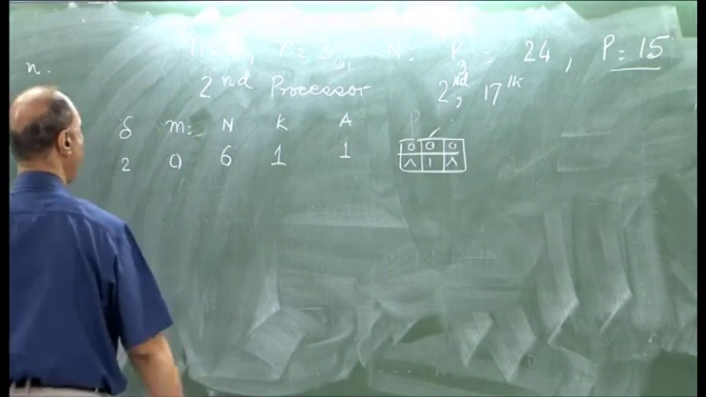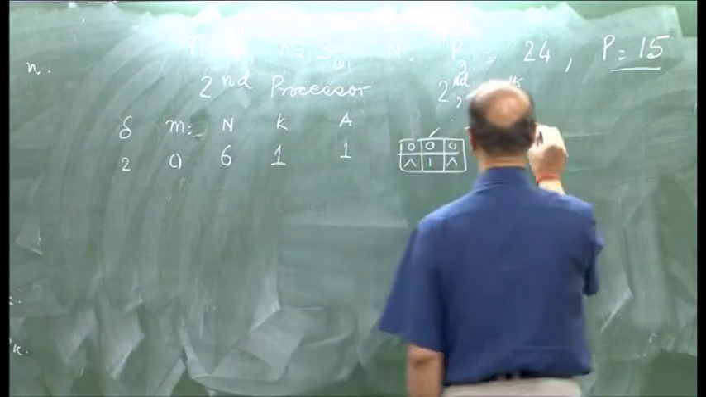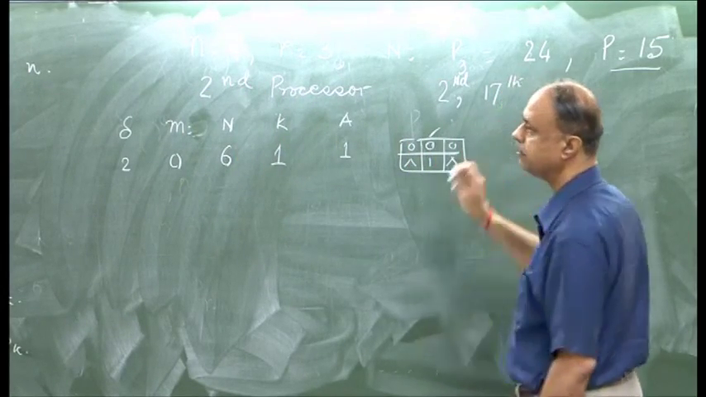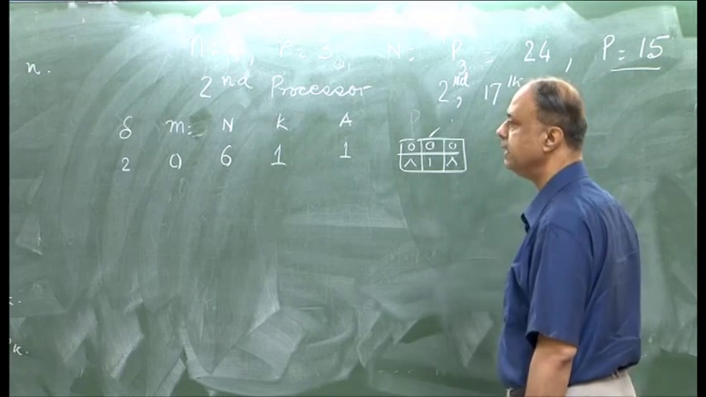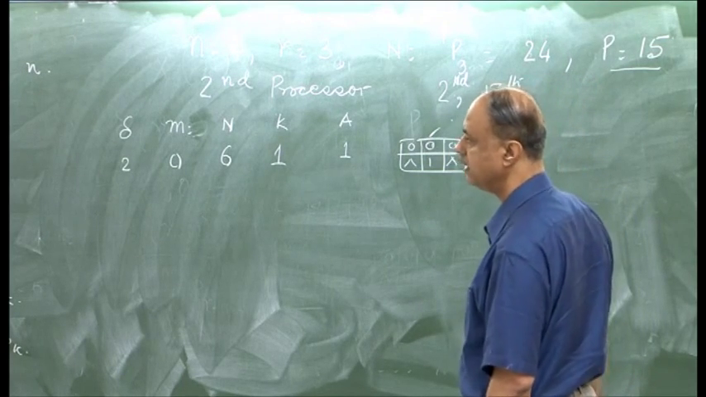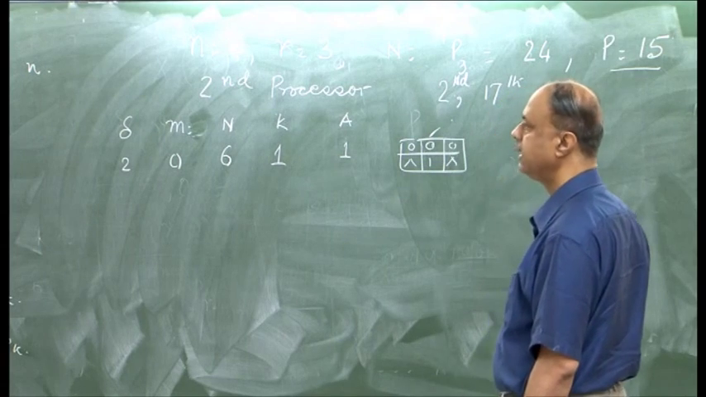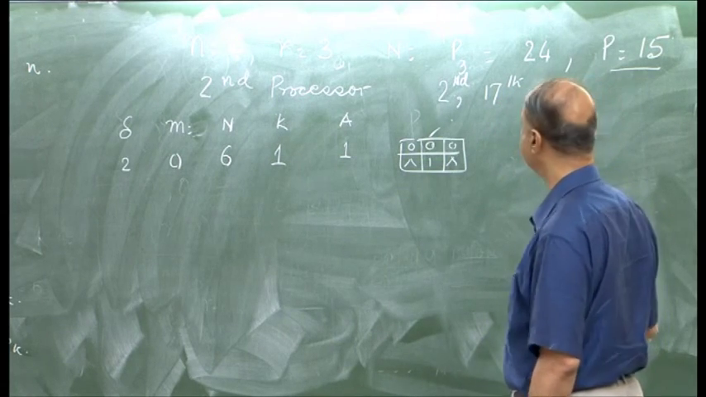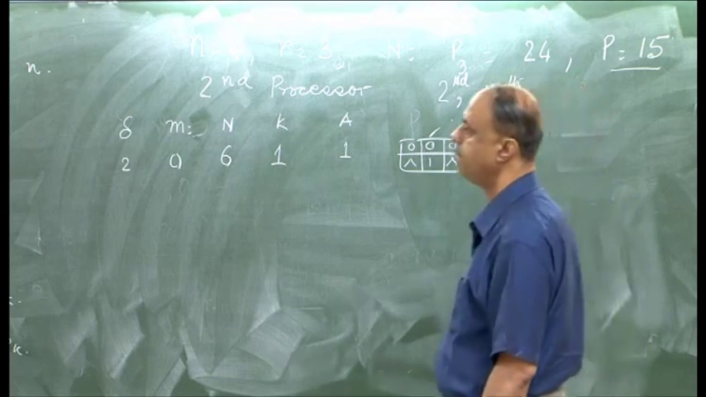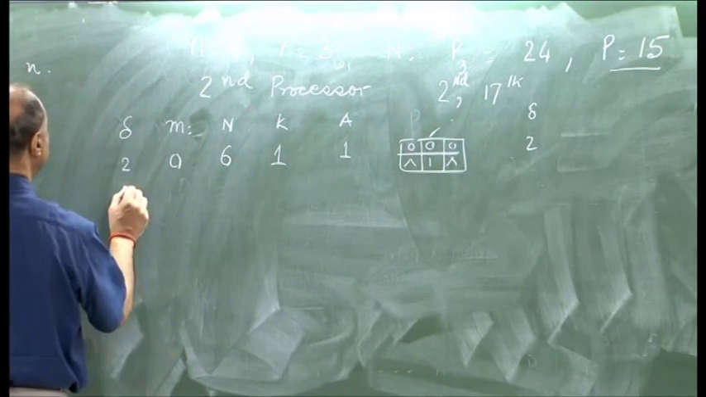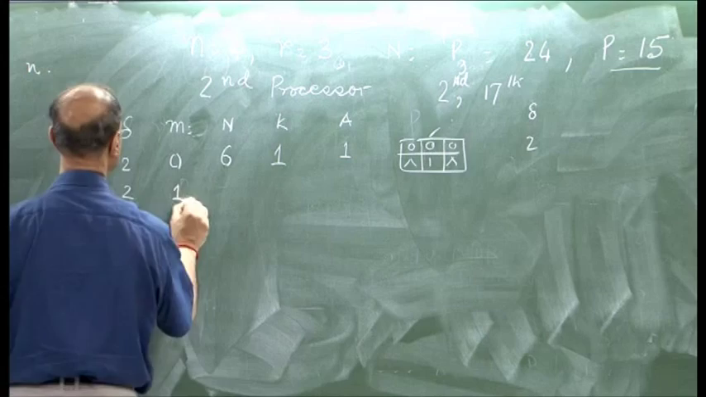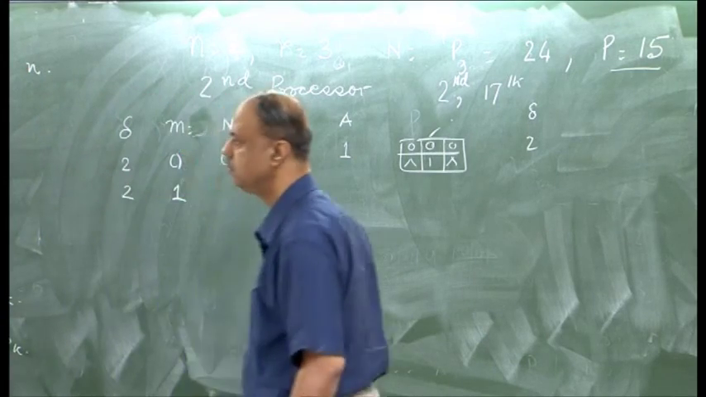Now, what is your delta value? Updated delta value you have to do. Delta is delta minus k minus 1 into n. K is 1, so 0, delta is still 2. Right? So delta is 2, m is 1. What is your n value?